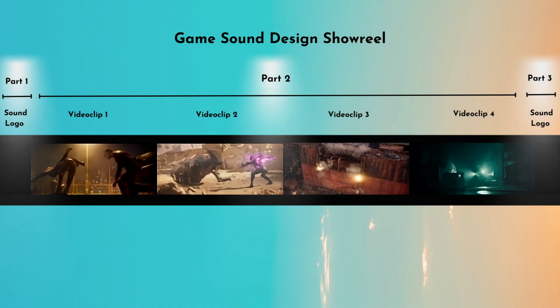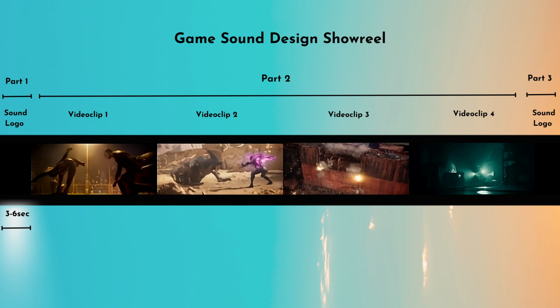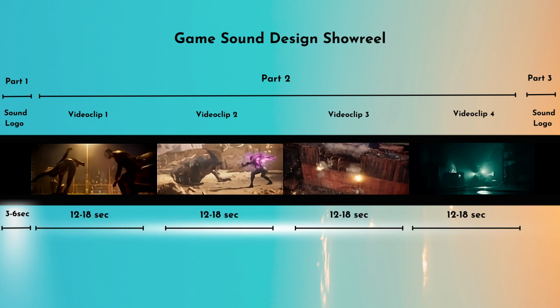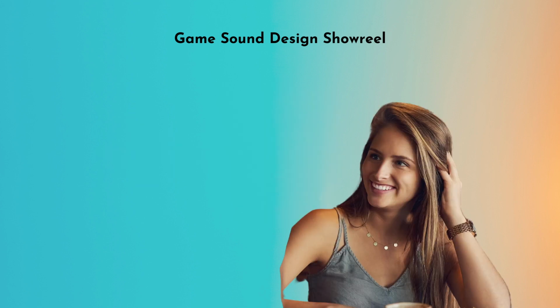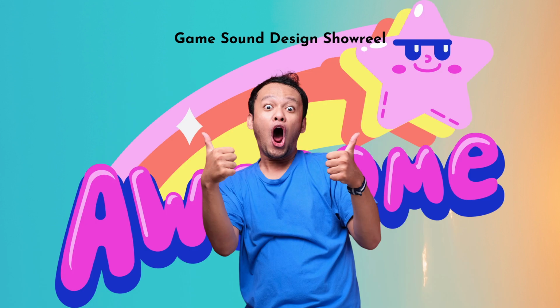The 3 sections should be divided into something like this. Intro logo 3 to 6 seconds, scene 1 to 4, 12 to 18 seconds each, and the outro logo 3 to 6 seconds. The sound logo in the beginning of your showreel is the listener's first impression of you, so make sure it's a good one.